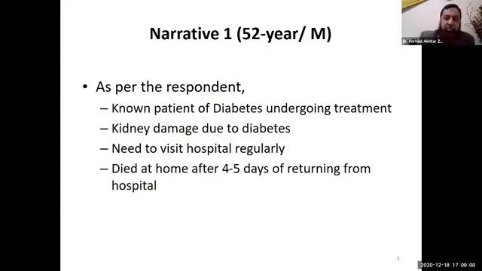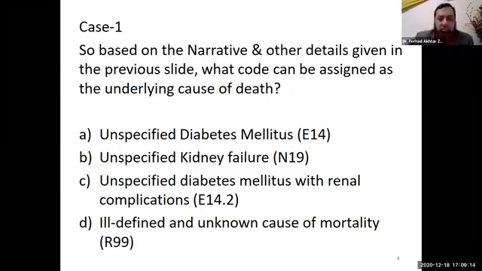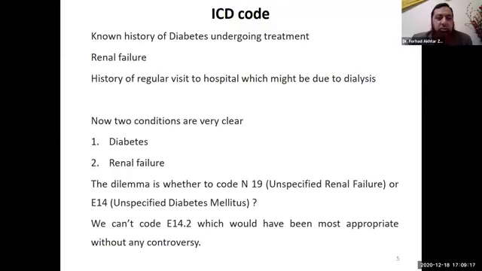Let us go one by one. So it was a known case of diabetes undergoing treatment, and it was a renal failure and history of regular visits to the hospital, which might be due to dialysis, but we do not know because it is not mentioned in the narrative. Now two conditions are very clear. One is diabetes, second is renal failure or kidney failure. The dilemma is whether to code N19 unspecified renal failure or E14 unspecified diabetes mellitus.